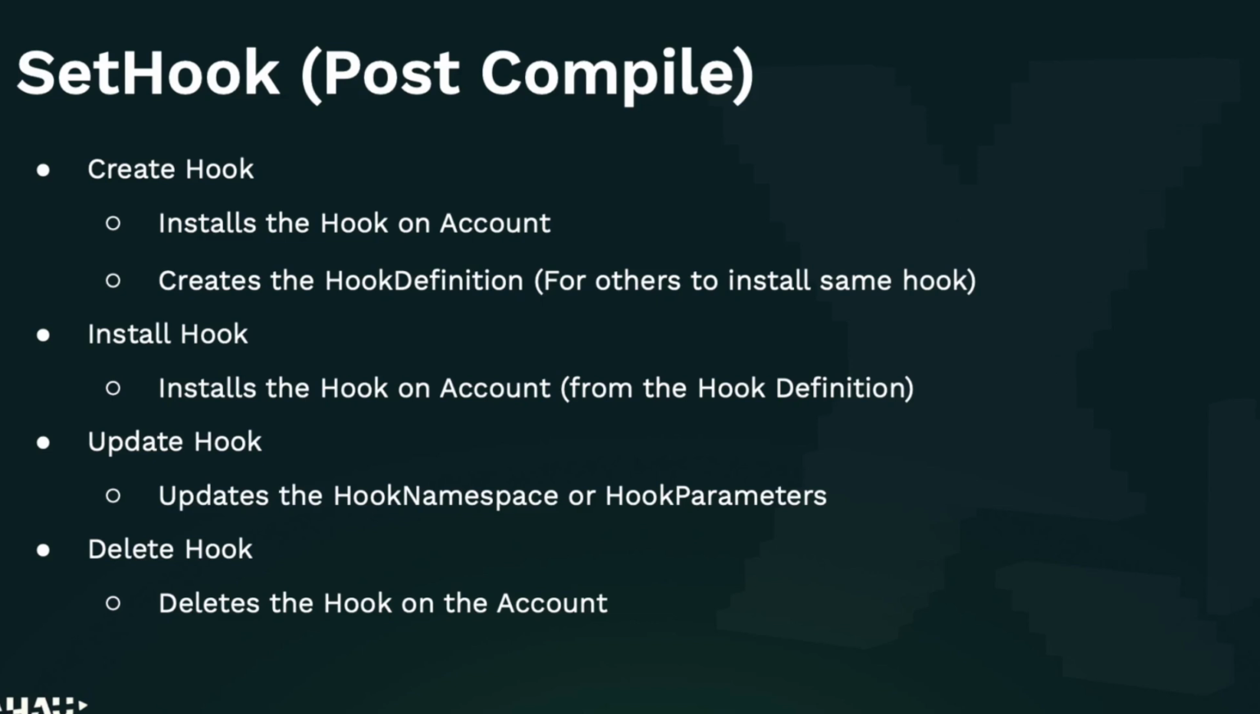There's 4 different types or ways to interact with the smart contract. You can create the smart contract. You can install an existing smart contract that somebody else has built. You can update your smart contract. This is something that the EVM doesn't really allow, but we do. And then you can obviously delete that smart contract.